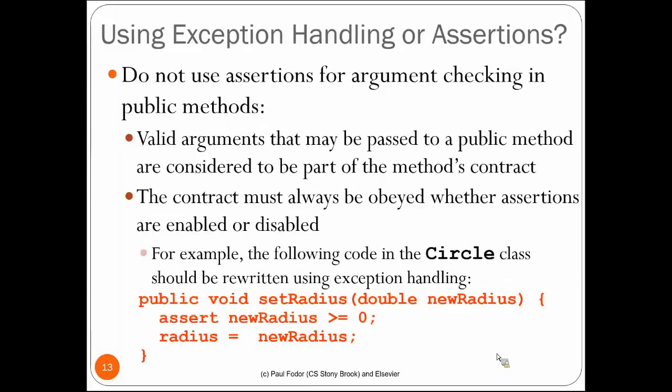So do not use assertions for argument checking in public methods, because if the method invocation is valid with respect to the public method definition with the formal parameters, the contract must always be obeyed based on the syntax of the program. It doesn't matter if the assertions are enabled or disabled. So you should never write, for instance, a method setRadius in which we assert that the radius is always positive. This should be rewritten using exception handling. This class should throw an exception if the radius is negative.